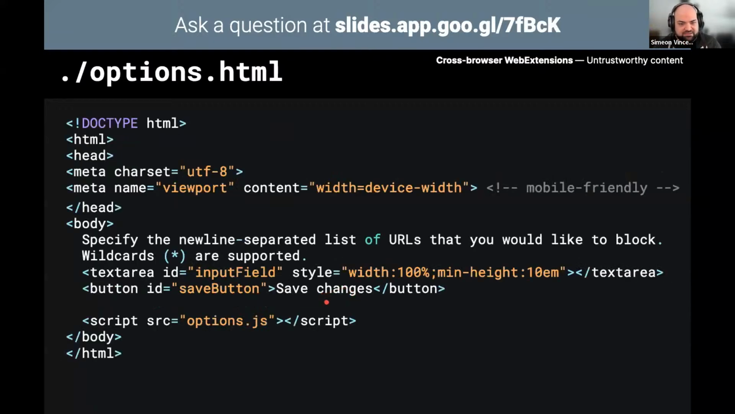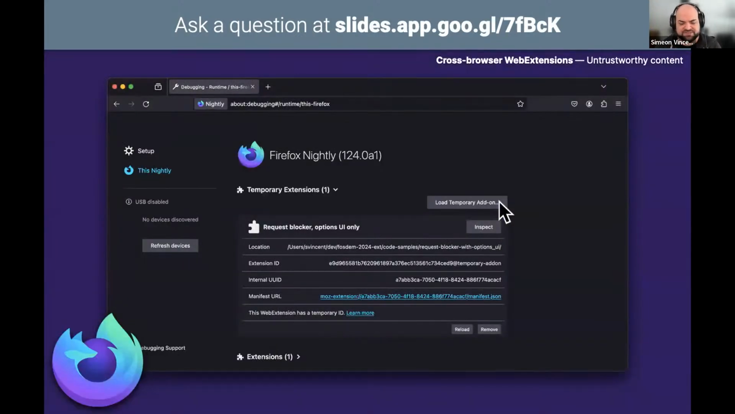So in the options page, we're using a pretty simple thing here, but you can see it specifies a newline separated list of URLs that you'd like to block. Wildcards are supported. So the user can manually declare which URLs they want to block, or to extrapolate on this example a little more, an extension could dynamically respond to user interaction or its own application logic in order to decide what content is added or removed from the content blocking list. So let's take a look at the demo.